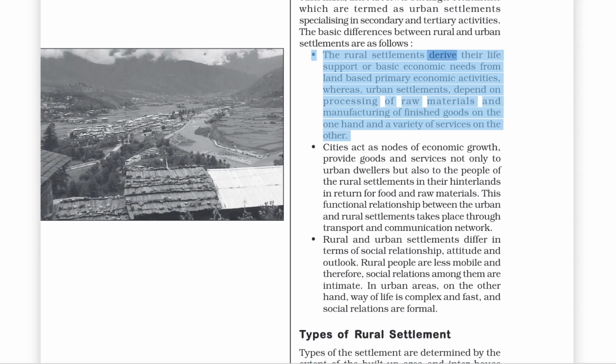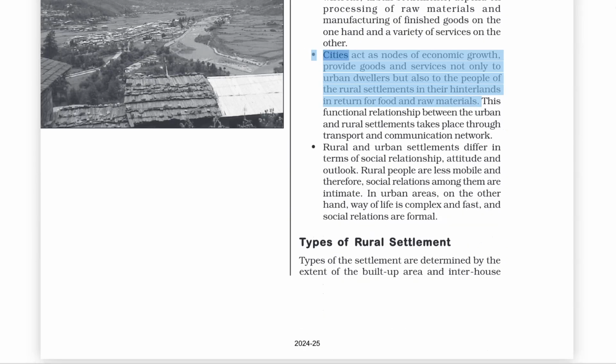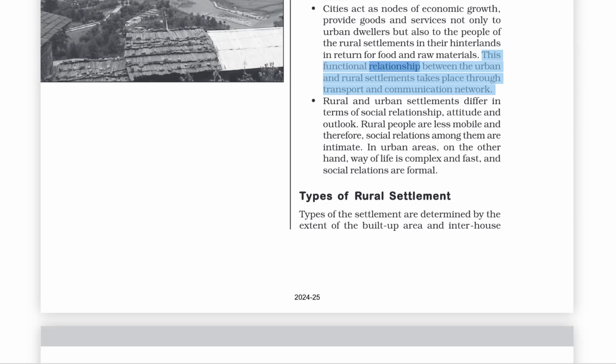The rural settlements derive their life support or basic economic needs from land-based primary economic activities, whereas urban settlements depend on processing of raw materials and manufacturing of finished goods on the one hand and a variety of services on the other. Cities act as nodes of economic growth, provide goods and services not only to urban dwellers but also to the people of the rural settlements in their hinterlands in return for food and raw materials. This functional relationship between the urban and rural settlements takes place through transport and communication network.